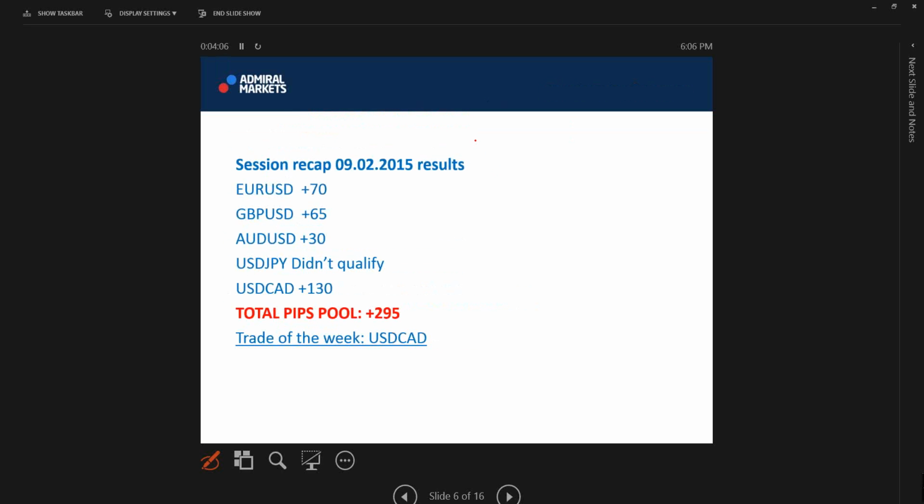Okay, so session recap, 9th of February 2015 results. Euro dollar was good for 70 pips, pound was good for 65 pips, Australian dollar was good for 30 pips, dollar yen didn't qualify, dollar CAD was good for 130 pips, and it makes a total of 295 pips pool. That is the absolute maximum you could have made with last week's entries and trades. Of course, if you made 50, 60 pips out of these almost 300 pips, that's also a great result.